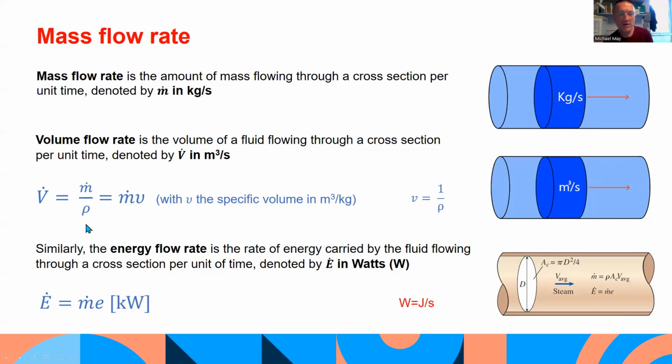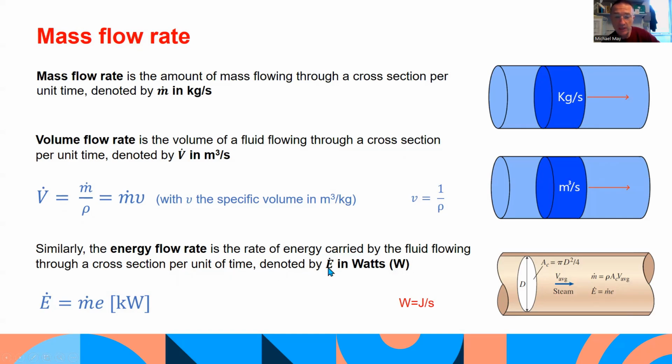Volumetric flow rate and mass flow rate are related to each other by density here. So if we divide m dot by density, we get V dot, or if we multiply V dot by density, we get m dot. But they're also related to each other by specific volume, because specific volume is the inverse of density.